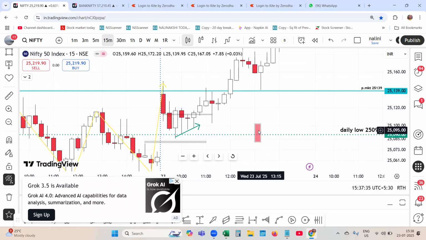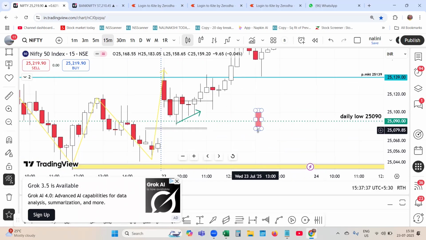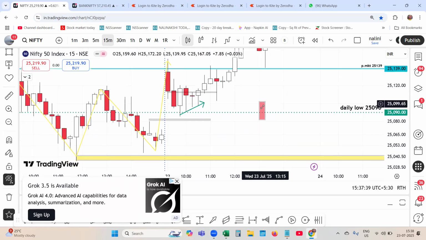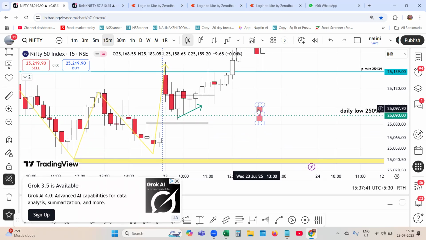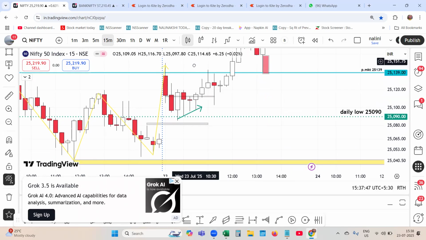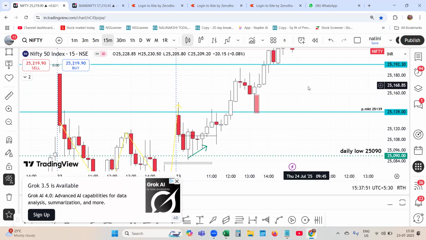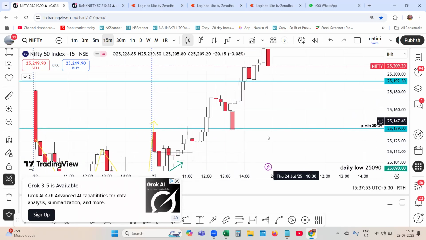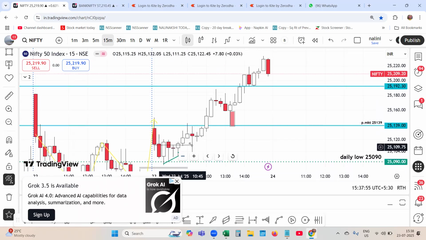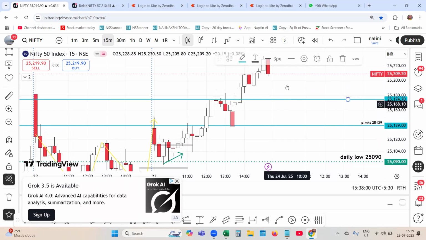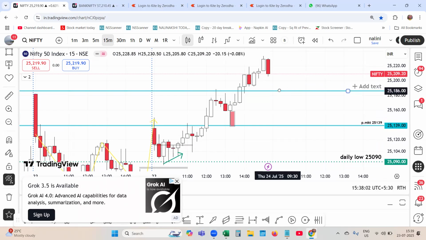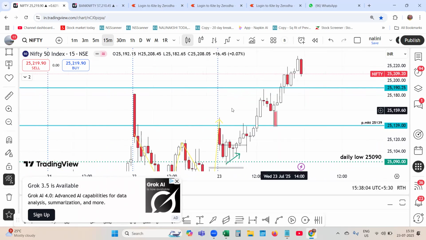This is a red part. Let me bring this here. Sellers got trapped and reversed, and the market moved higher. So many times. You can see a trap here around 1:15, and again the market started moving higher.